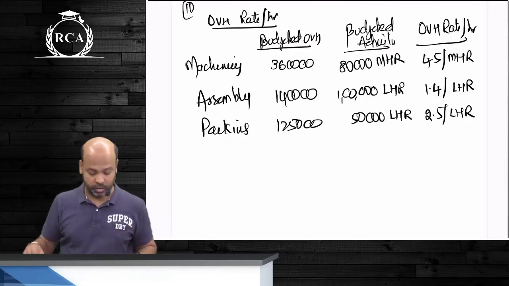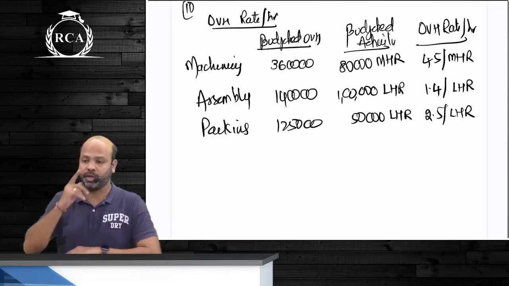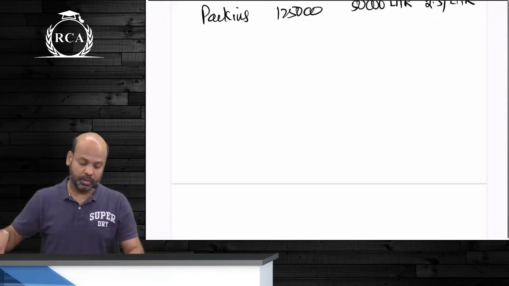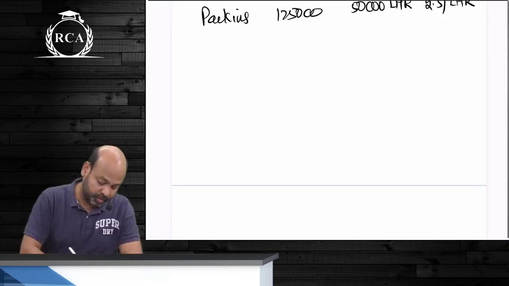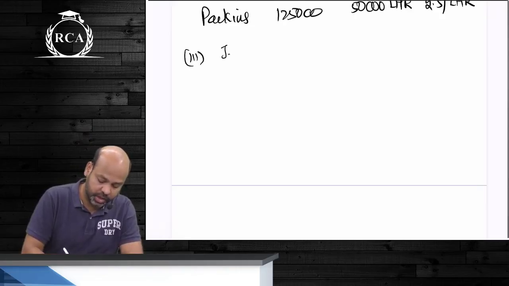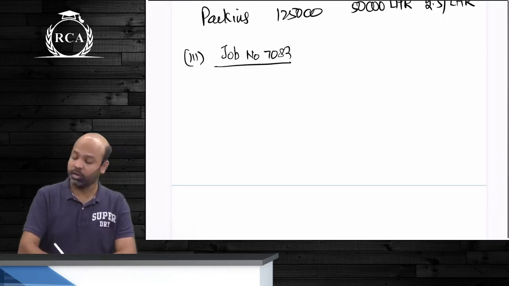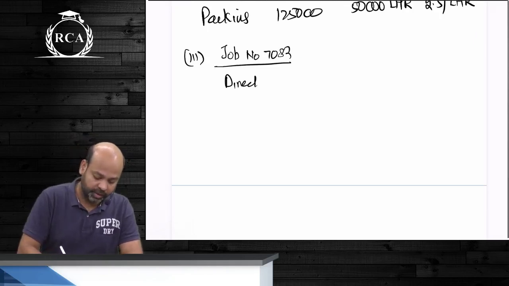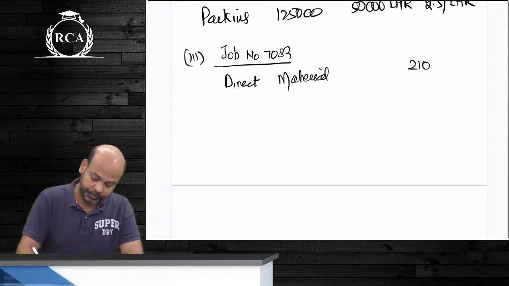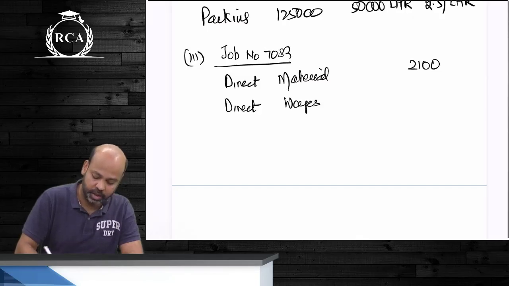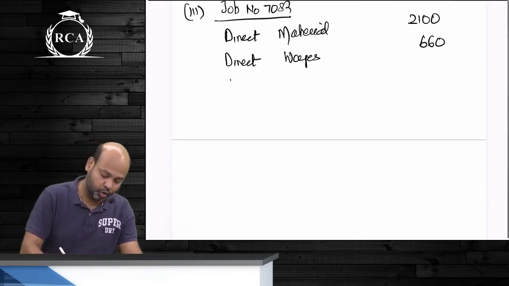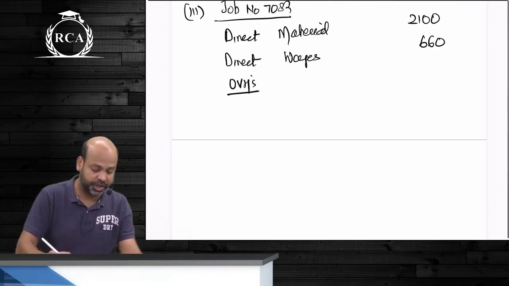All of you compute the selling price of job number 7083, guys. Third bit, guys, you have to arrive at the selling price of job number 7083. Shashank, are you done with the selling price of job number 7083? Direct material, guys, will be same that you've written in first bit. That is how much? 2,000. Direct wages are also going to remain same, guys, and that is 660. It is only the amount of overheads beta allocation that will change.